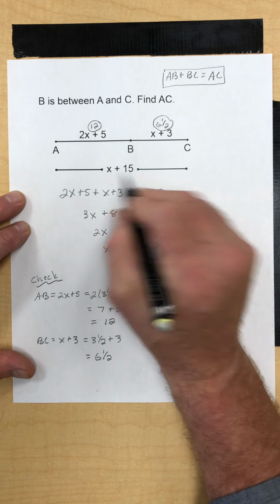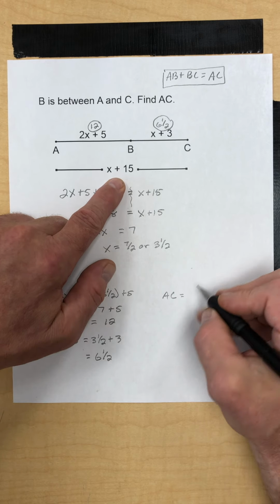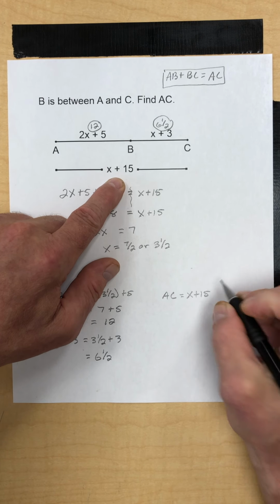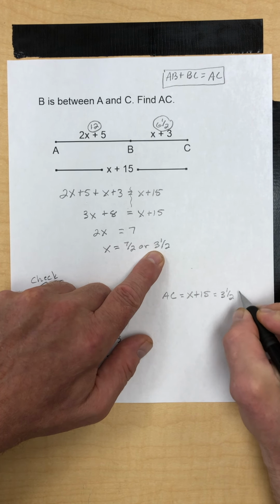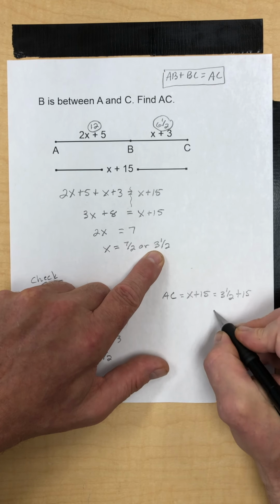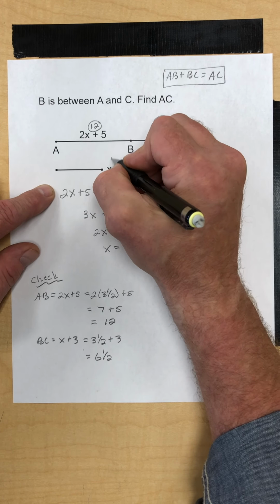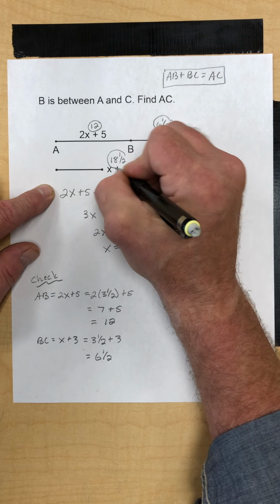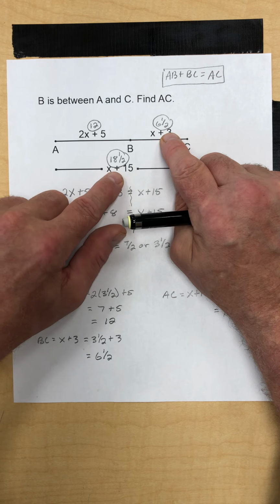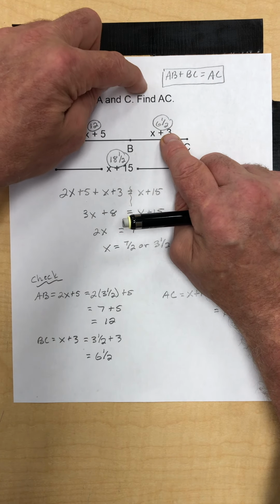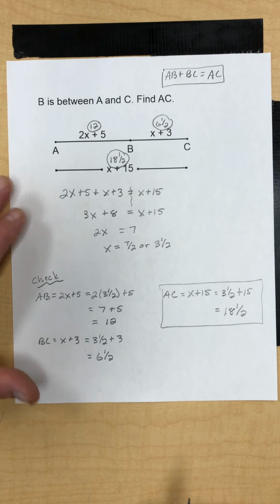Okay, let's check AC going all the way across. Okay, that's x plus 15. Okay, so if I put 3 1/2 in there, I get 3 1/2 plus 15. And when I add those, I get 18 1/2. Okay, so AC is 18 1/2. Okay, so we take a look and you say, okay, well, if I take the 12 and the 6 1/2 and add them together, do I get 18 1/2? Absolutely. Okay, now it wants AC, so here is my final answer right here. Okay, and we're in good shape.